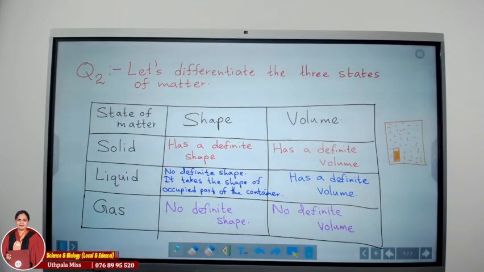You might be tempted to think that gases aren't as important as solids or liquids. But without gases, none of us would even exist.